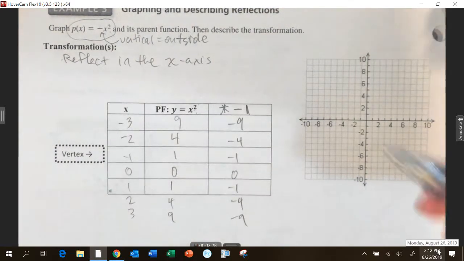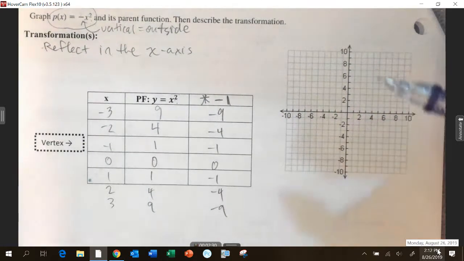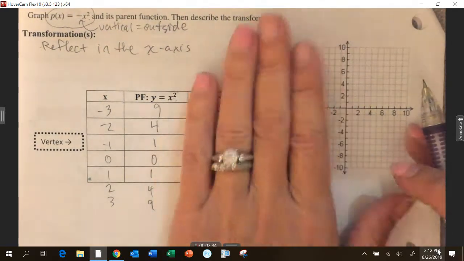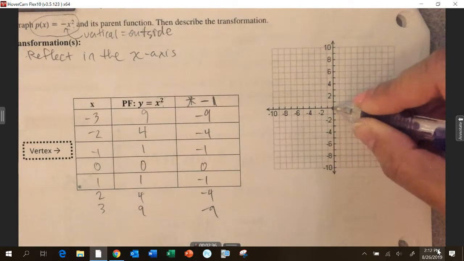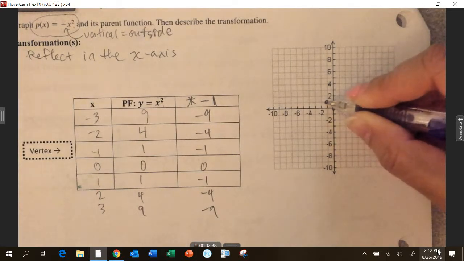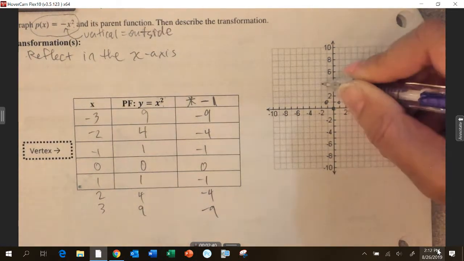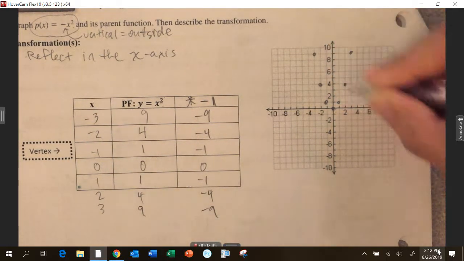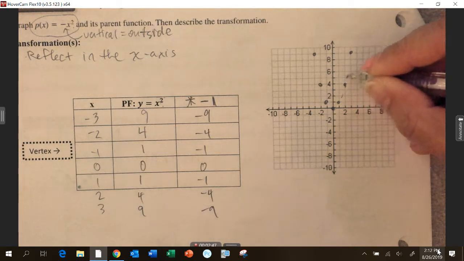Yeah. So what we're going to do is graph our parent function first, and we're going to dash that. So I'm going to ignore my new column. I'm just going to graph the parent function, which is a parabola. And if you don't know what points I'm graphing, because I'm not saying them out loud, they're in the table.